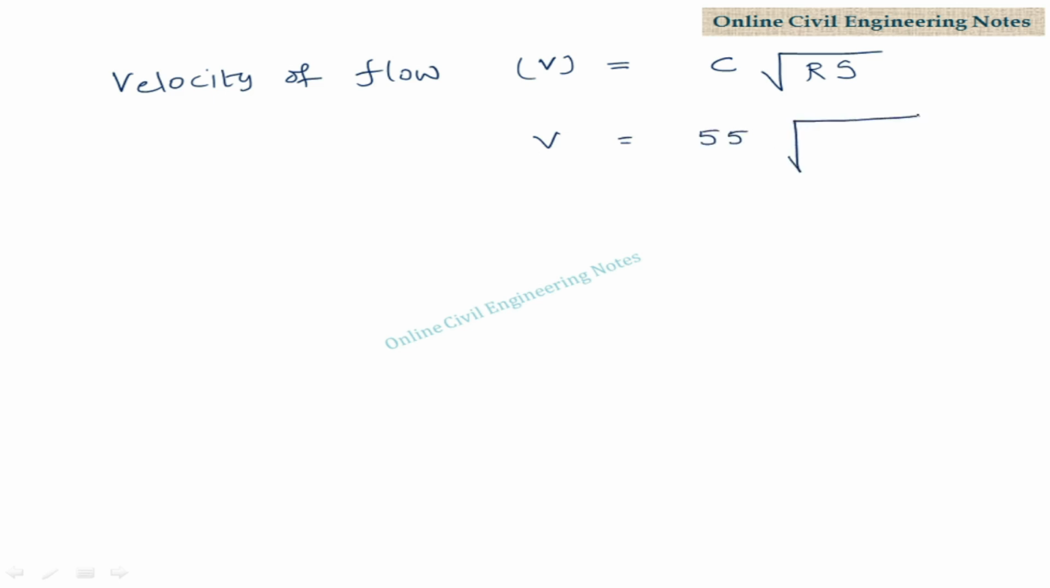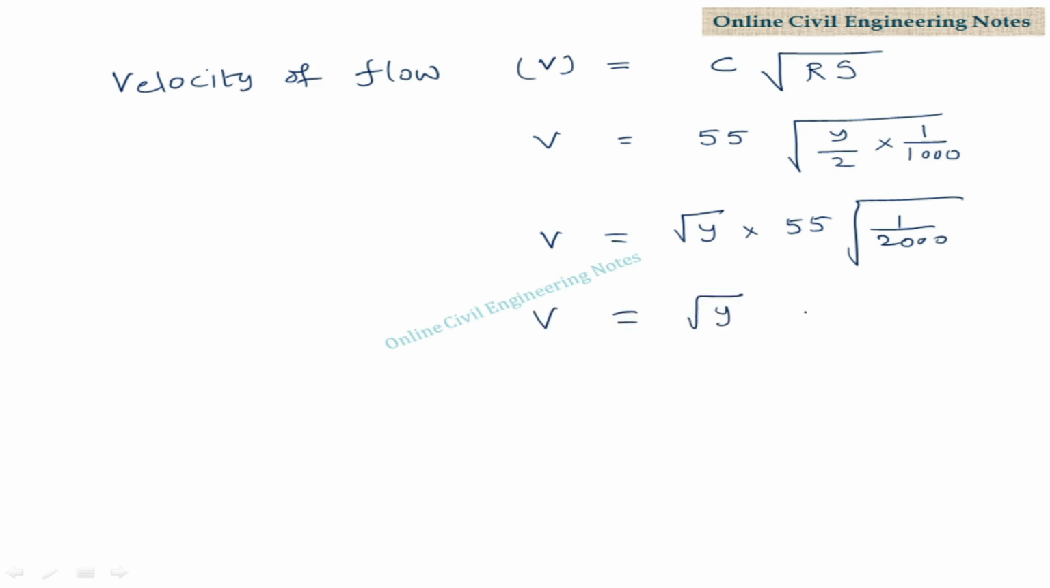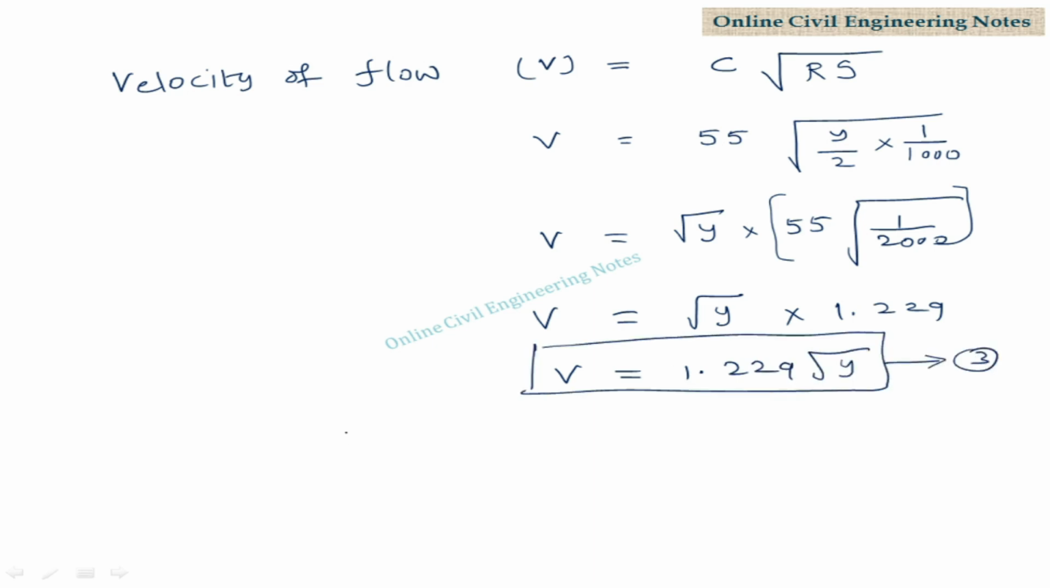Velocity of flow through the rectangular channel section V is equal to C into square root of RS. Chezy's constant is given as 55 root R. R is y by 2. S value, longitudinal slope of channel section, is 1 in 1000. Therefore V is equal to, take this y outside, square root y into 55 square root of 1 by 2 into 1000, 2000. V is equal to square root y into, this value is 1.229. Therefore V is equal to 1.229 square root y. So it is equation 3.